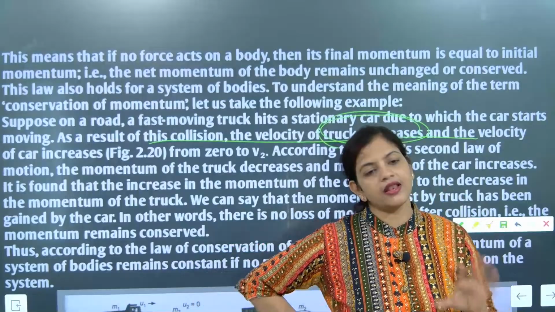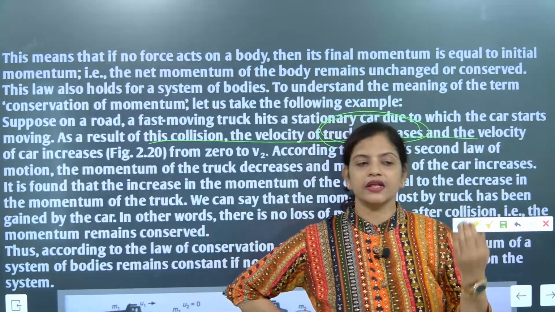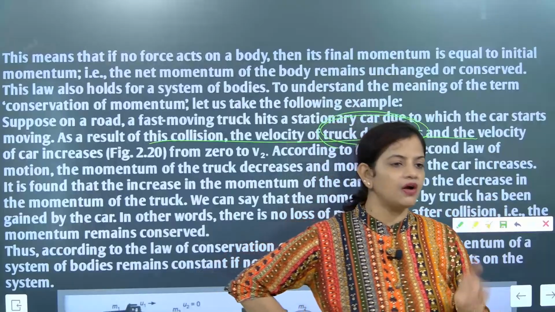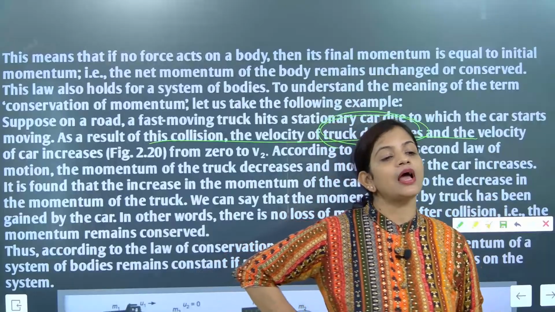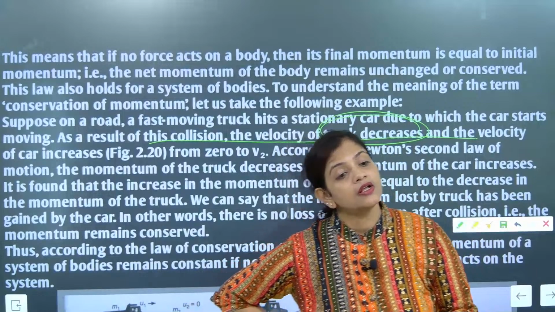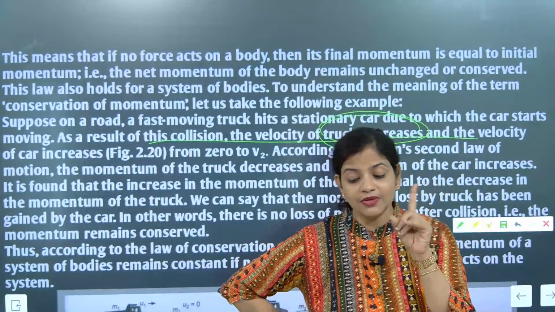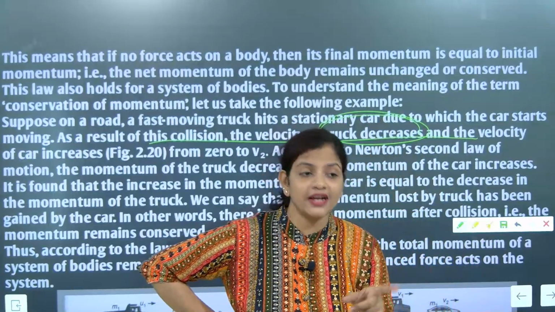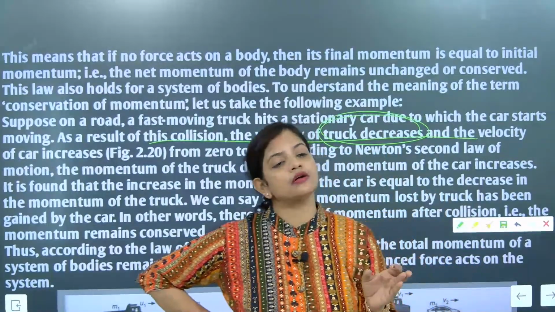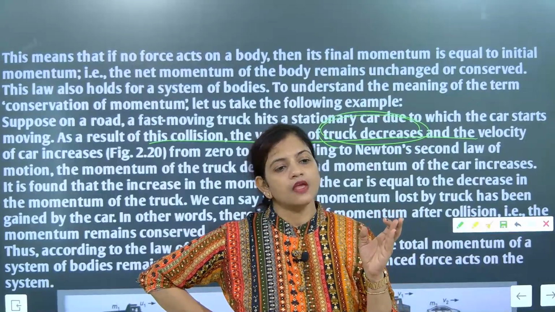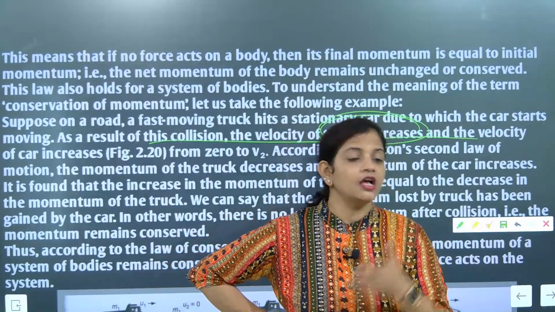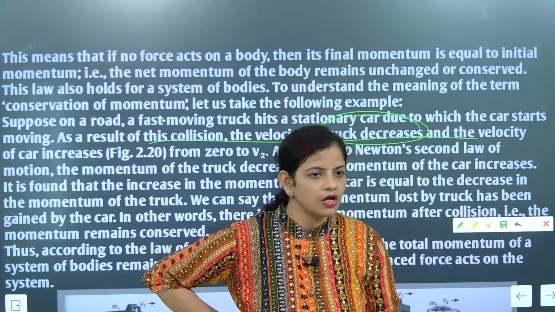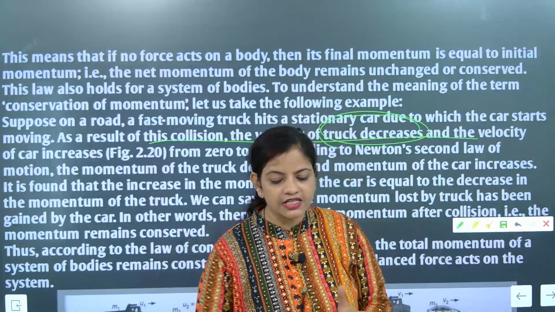A truck is there having more mass. A car is there having lesser mass than the truck. And both are moving with 60 kilometer per hour velocity. Then what will happen? Who is having more momentum? The momentum is not the same, because momentum is directly proportional to mass and velocity. Both are moving with the same velocity, but the one having more mass will have more momentum. Are you understanding? Please understand this one, children.